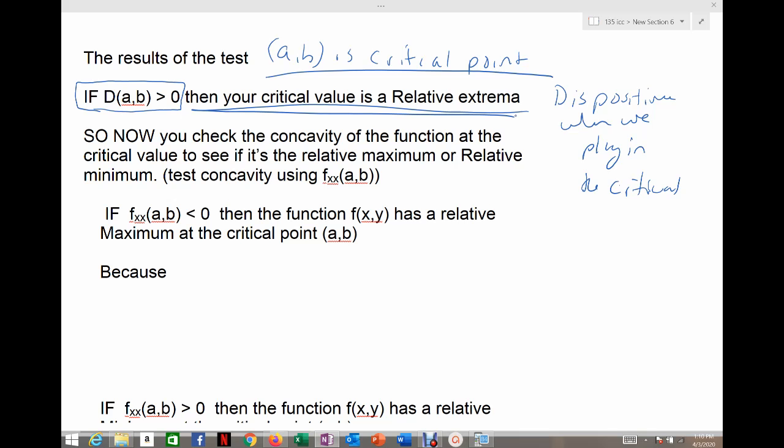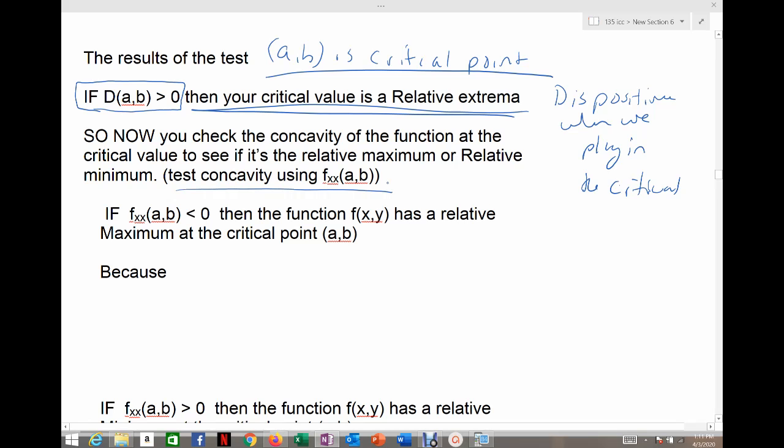So it means it's turning the same way with respect to x, and it's turning the same way with respect to y. I don't know which way it's turning yet, but I know they're both turning in the same direction, which means it's a maximum or a minimum. But now I've got to see which direction it's turning, and so there's a second part of this test. If it comes out positive, yes, it's an extrema. I just don't know which one until I check concavity. Just like with the first derivative, it still comes down to testing concavity.